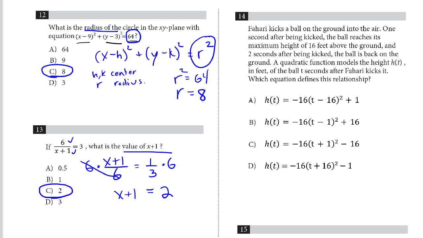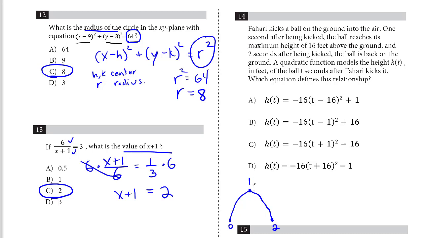Okay, number 14. Fahari kicks a ball on the ground into the air. 1 second after being kicked, the ball reaches its maximum height. Okay, so the ball is going to look like a parabola. And 2 seconds after being kicked, the ball is back on the ground. So at time 0, he kicks it. At time 2, it's back on the ground. And parabolas are symmetrical. So right in the middle, at time 1 second, the ball reaches its maximum height.